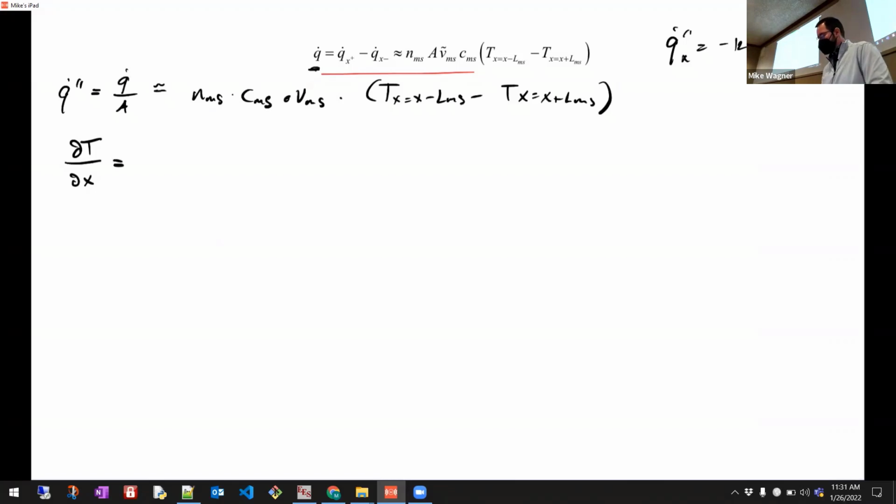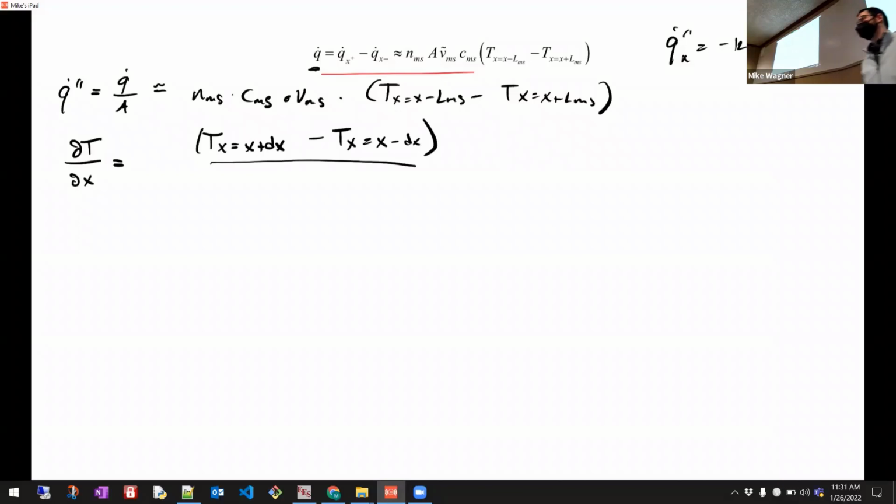Right, it is, we have a temperature difference, right? So on the top we have dT, or partial T. So we need a temperature difference. It's T at x equals x plus dx, let's say, minus T at x equals x minus dx. Okay, so we have some temperature difference. And then in the denominator, we have a distance, right? We're taking dT/dx, so the temperature over distance. So what's the distance between these two temperatures?